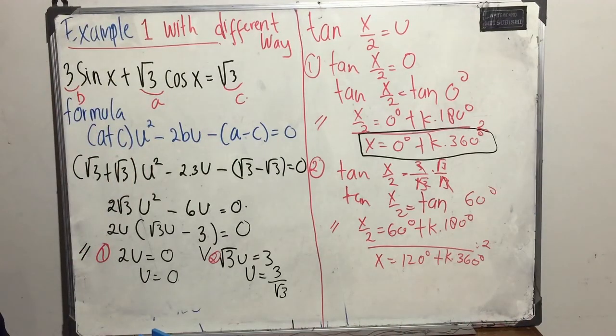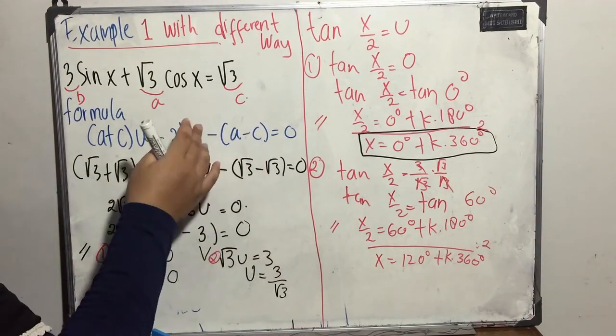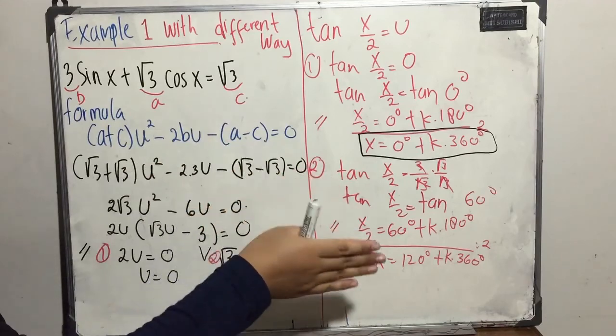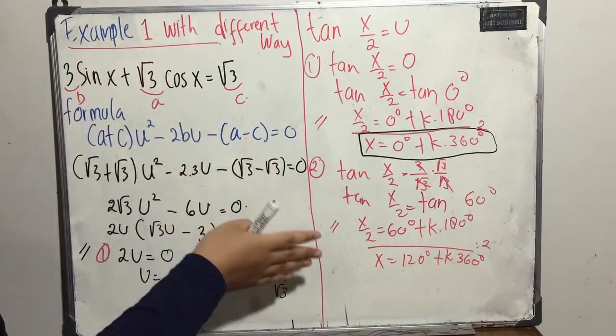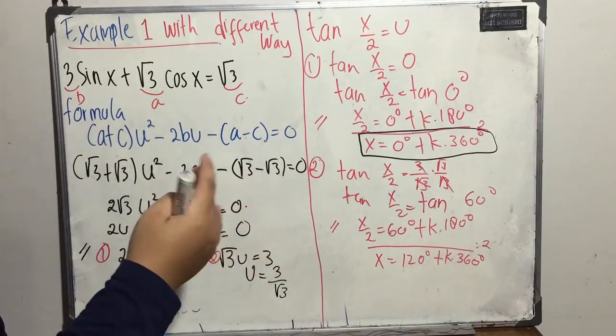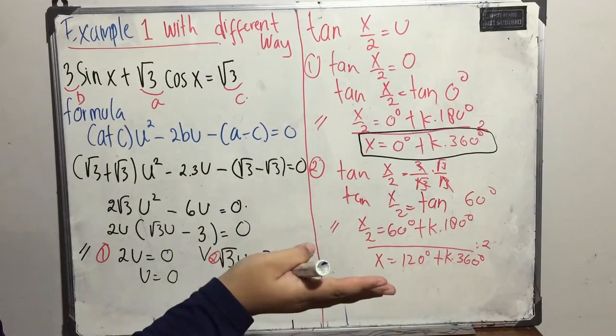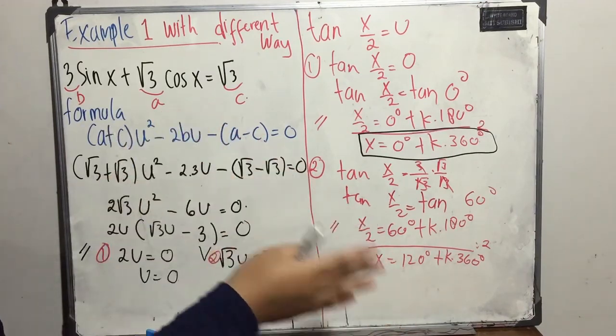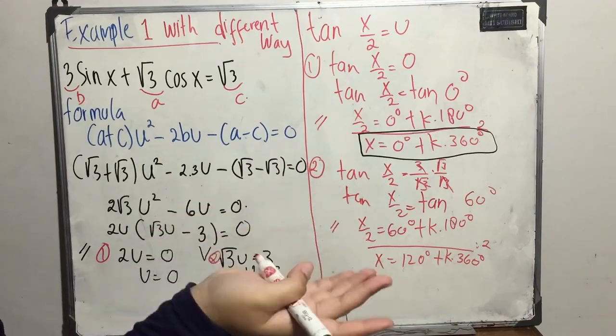So you can compare this formula with the different way from example 1, that is, introducing an unknown, or you can use the auxiliary formula. It's okay, you can use both of them, or just choose one of them.